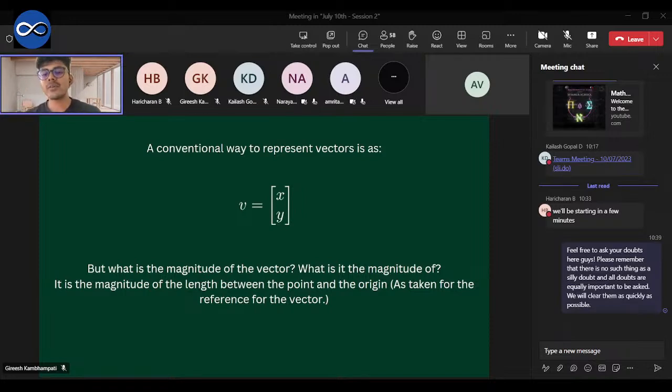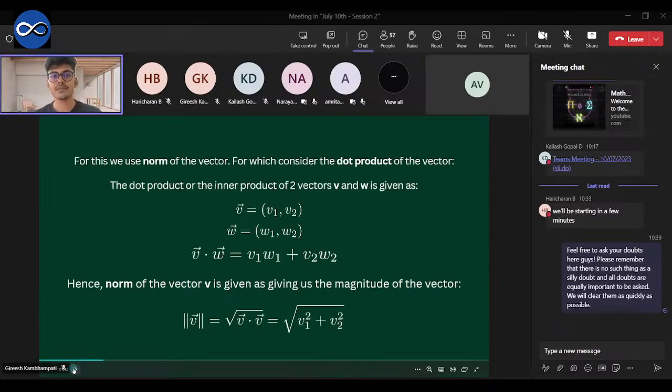But what is the magnitude of the vector? Now, you really ask, what is it the magnitude of? It depends upon what the origin really is. If you take the Cartesian system, the origin is 0, 0, where the value of x is 0 and the value of y is 0. So we measure the distance between 0, 0 and the given point x, y. So you can guess the magnitude, that is the distance between origin and this point, would be how much? It will be root x squared plus y squared. So in the next slide, I will show you how to generalize this thing.